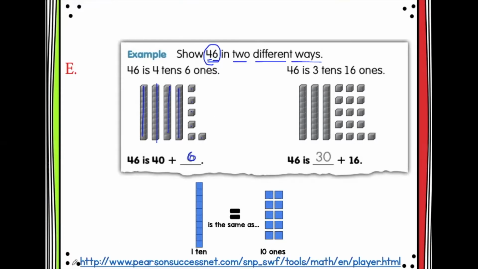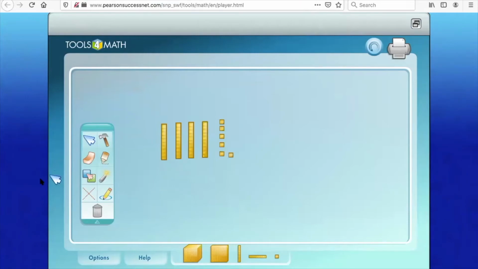Now, one of the cool ways that my class would use to find another way to show that number is to use a tool called the hammer tool. I've already set up our number 46. To make 46, I've made 4 tens, 10, 20, 30, 40, and 6 ones. 1, 2, 3, 4, 5, and 6.